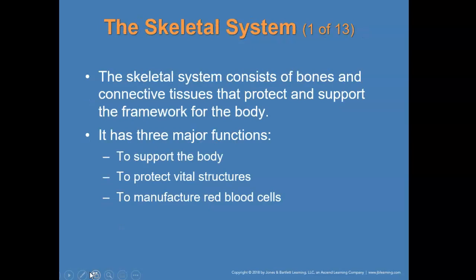We're on to the skeletal system. The skeletal system consists of bones and connective tissue that protect and support the framework of the body. It has 3 major functions: to support the body, to protect vital structures such as your ribs protecting your heart and lungs, and to manufacture red blood cells, because those are made inside the bones and the bone marrow.